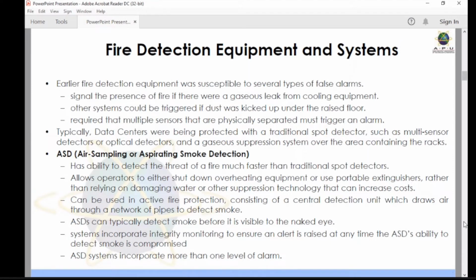Okay, it can be used in active fire protection, consisting of a central detection unit which draws air through a network of pipes to detect smoke. There is a central system, and for detection, pipes are spread out in that space. Okay, it will continuously sample the air for smoke. ASD can typically detect smoke before it is visible to the naked eye.